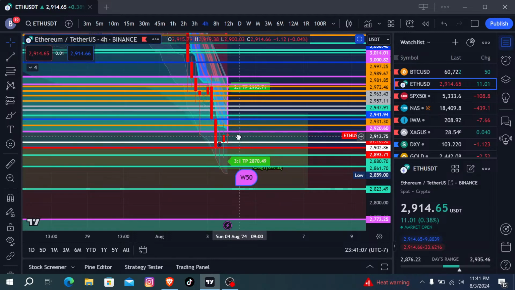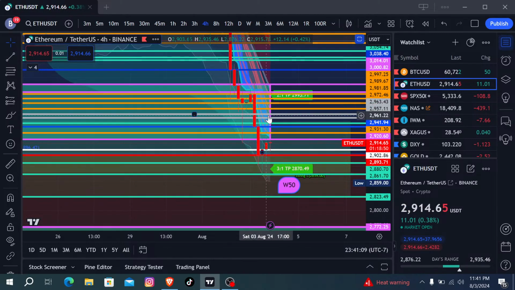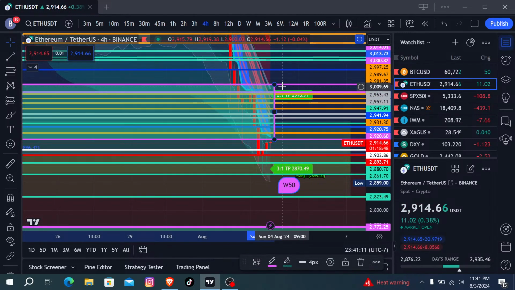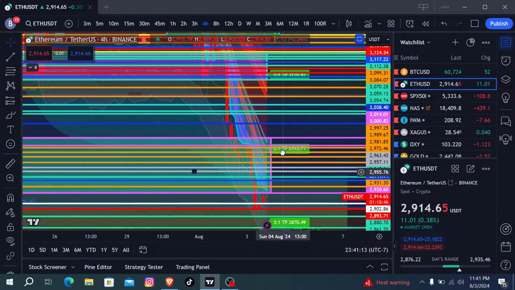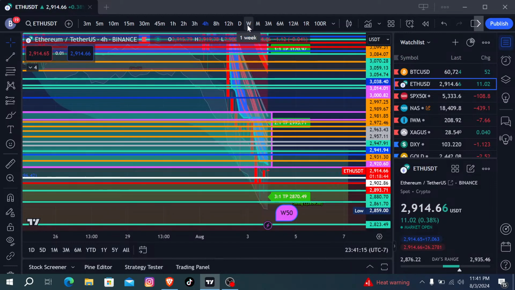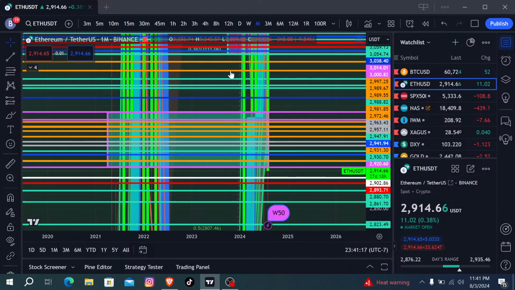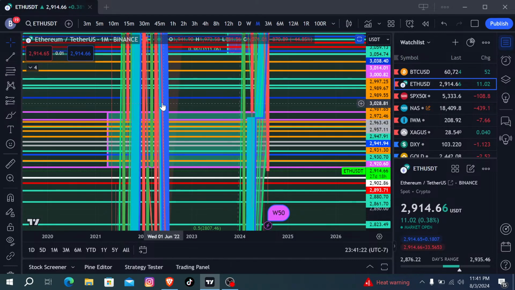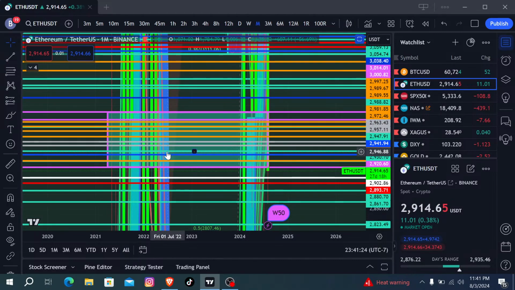Alright, guys. So, I was mentioning this earlier. Alright, we want to take a look at the monthly first for Ethereum. We want to first take a look at the monthly because the monthly is showing you where we're heading to, what's the plan, and gives a bigger view of the whole valley.